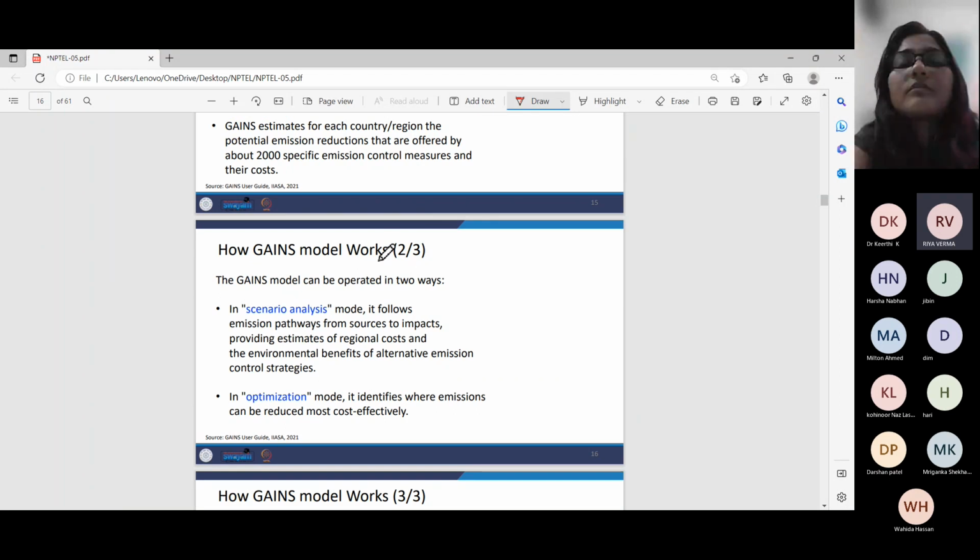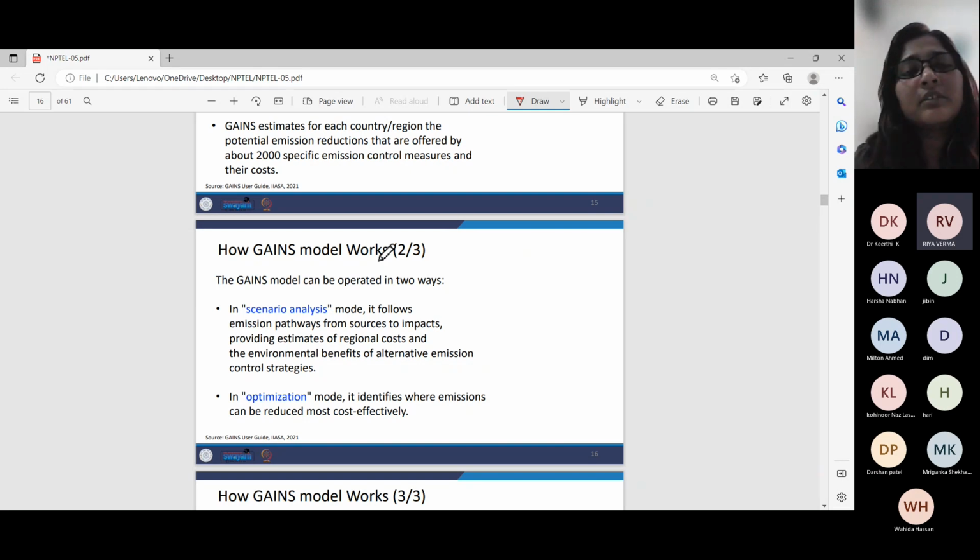The scenario analysis mode basically follows the emission pathways. So from sources to the impacts, like what kind of source will generate what kind of emissions, and what will be its impacts, and then it will give you the estimate of the regional costs and the environmental benefits of the alternative emission control strategies. And the next is your optimization mode. As the name suggests, it will give you the most cost effective or the most optimized way of reducing the emissions.